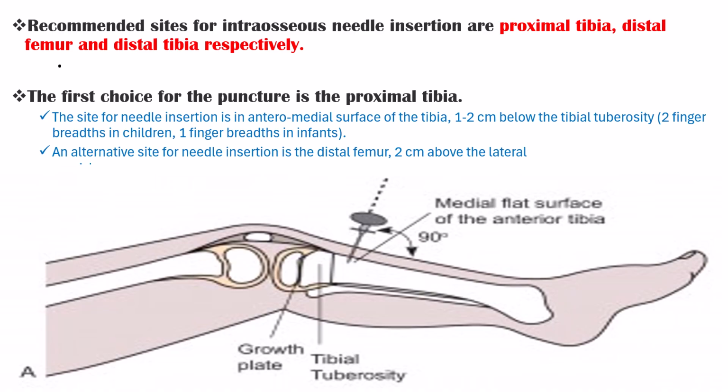The recommended sites for intraosseous needle insertion are the proximal tibia, distal femur, and distal tibia respectively. The first choice for the puncture is the proximal tibia. The site for needle insertion is the anteromedial surface of the tibia, 1 to 2 cm below the tibial tuberosity, or 2 finger breadths in children, or 1 finger breadth in infants. An alternative site for needle insertion is the distal femur, 2 cm above the lateral condyle.